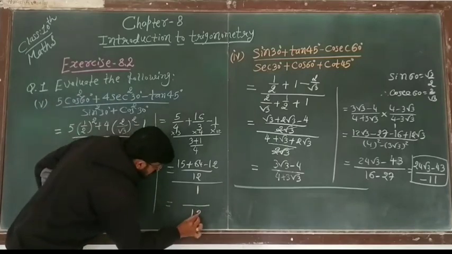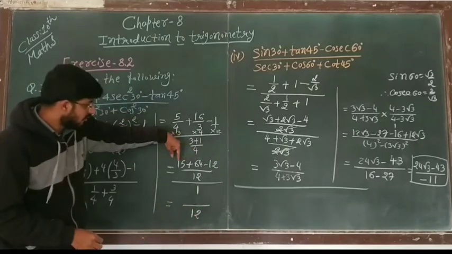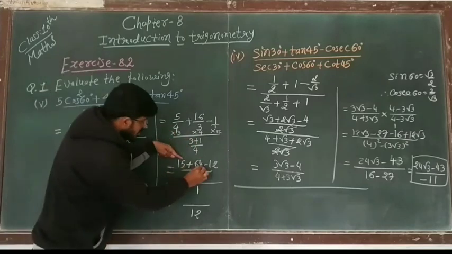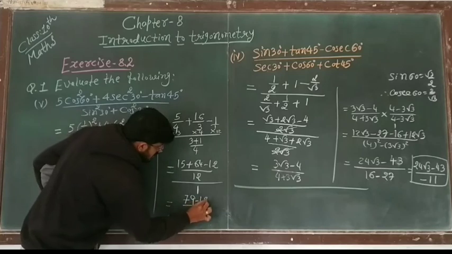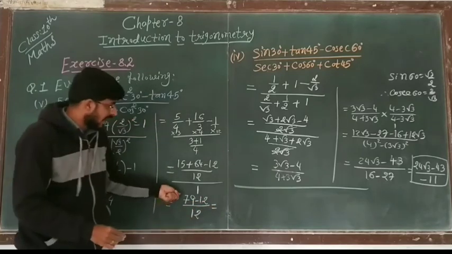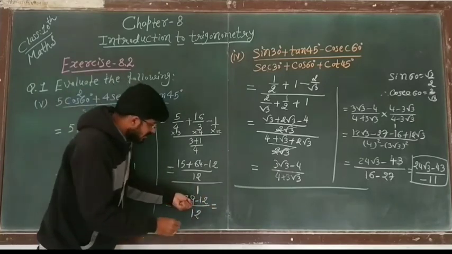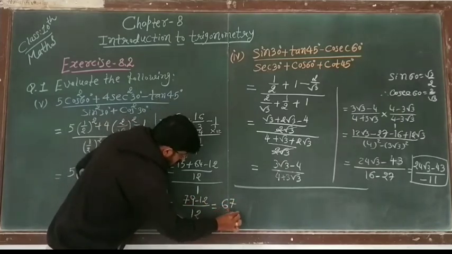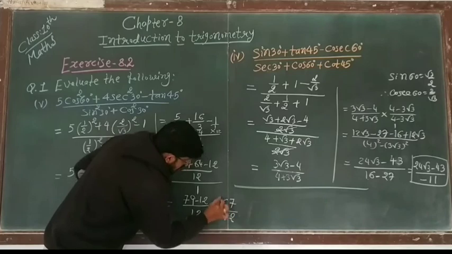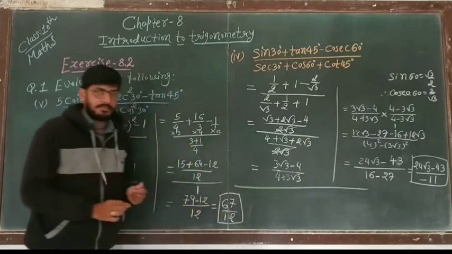So we can write 12. Here add 64 plus 15. So 5 plus 4 is 9. 6 plus 1 is 7. 79 minus 12. So 79 minus 12 will be 9 minus 2, 7. 7 minus 1, 6. 67 by 12 is the answer. Is it clear?